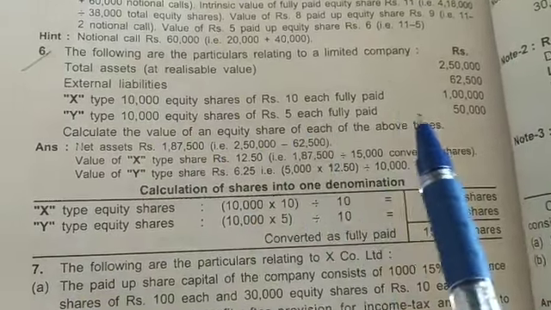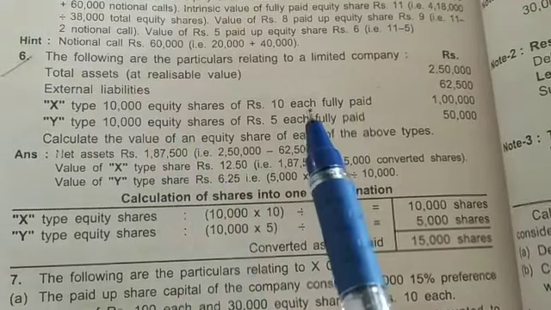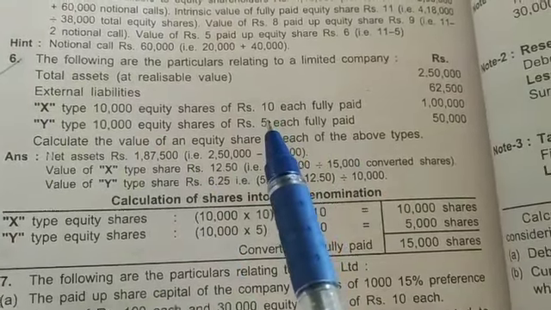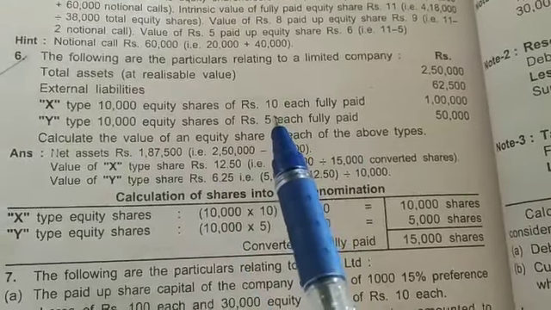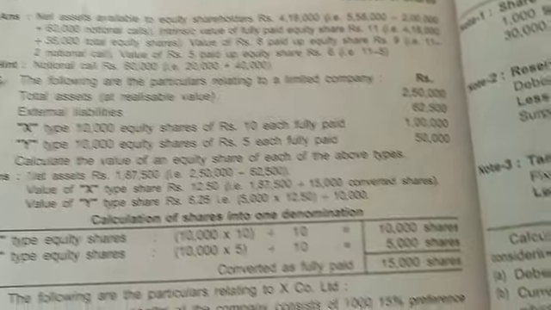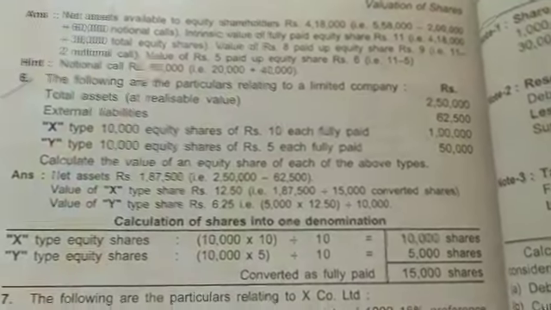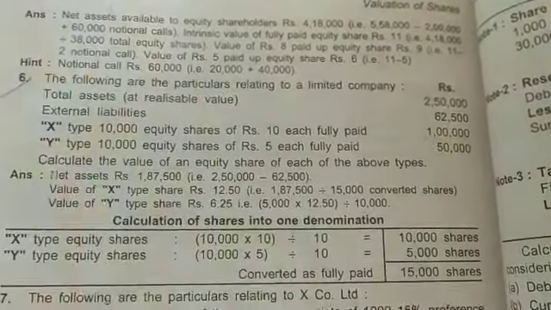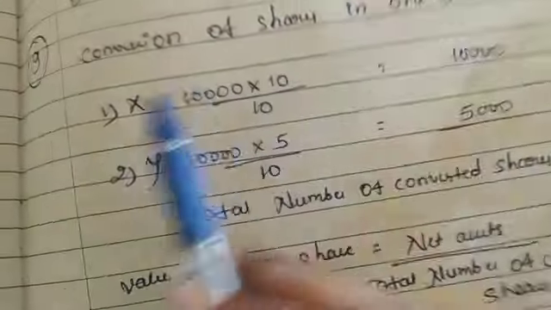Here both are equity shares and both are fully paid, but the denominations are different, here 10 and here 5. Then calculate the value of equity share of each of the above types. So here we have to convert the shares into one denomination. How to convert that? Conversion of shares into one denomination, I calculate here.